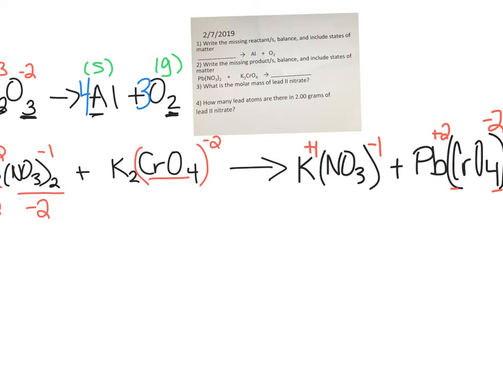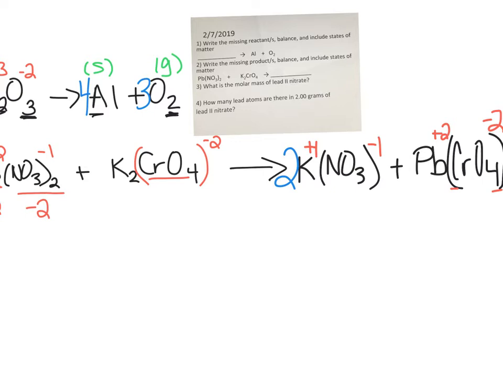All right, so now we have our equation. Check to balance it. I have 1 lead on the reactant side, 1 lead on the product side. I have 2 nitrates on my reactant side, and only 1 on my product side. So I'm going to go ahead and throw a big 2 in front of this.